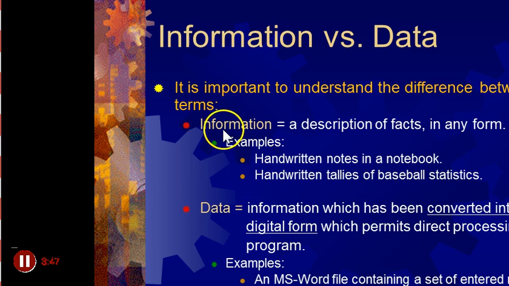Okay, so we're going to say information is the description of facts in any form, but this is somehow converted into an ordered, formatted digital form, which permits direct processing by a computer. So information is like handwritten notes, but you can't really use that in a computer until it's turned into something digital. So examples are an MS Word file, because that is digital, because it's written on the computer, containing a set of entered notes, or an Excel worksheet. Okay, so that's the kind of distinction he wants to make.